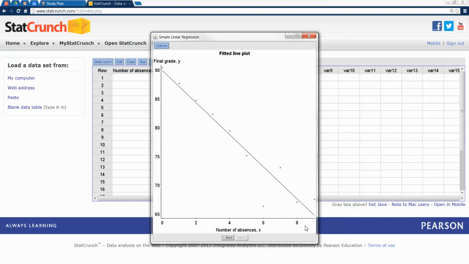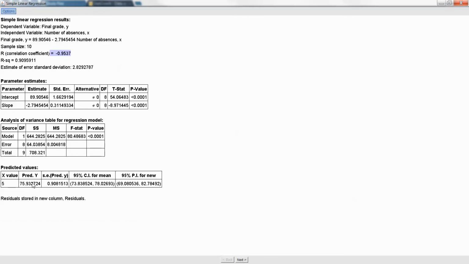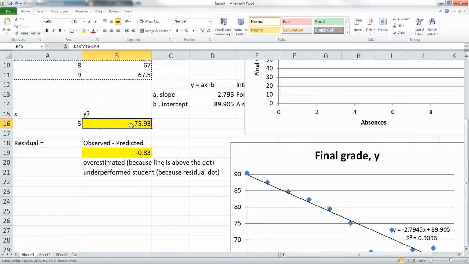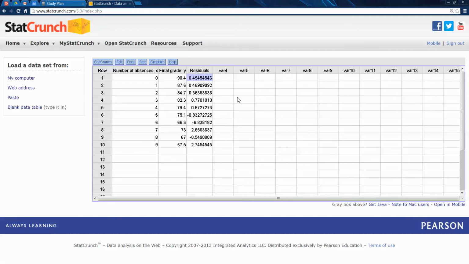Next, there's your lovely fitted line. Isn't that beautiful? Oh, there should be a prediction value. Oh, it's right down here. See that? 75.93, just like we found, 75.93. And then it also found the residual, stored in the new column. So let me go back to StatCrunch, residuals. And there it is, negative 0.83. That's that residual we found. See right there? Cool. So that's how to get StatCrunch to do it.